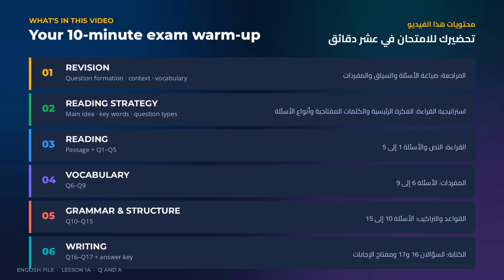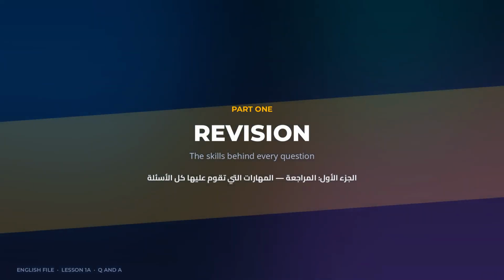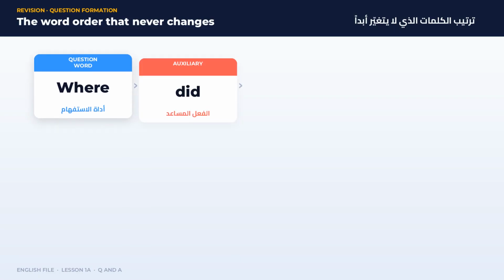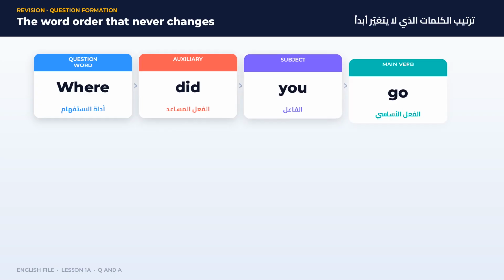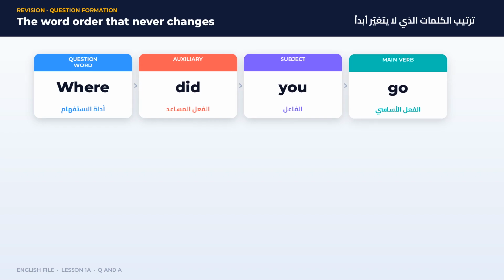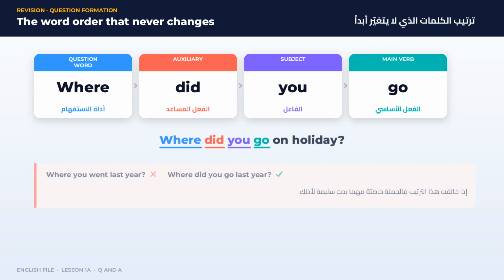Grab a pen. Part 1, the revision. A few minutes that will win you marks. Start with the golden rule of question formation. English questions follow one order: question word, auxiliary, subject, then the main verb. Where did you go on holiday? Where is the question word. Did is the auxiliary. You is the subject. Go is the main verb. If your sentence breaks that order, it is wrong, no matter how good it sounds.